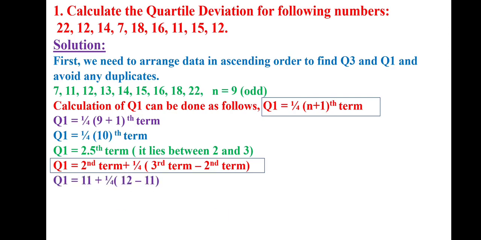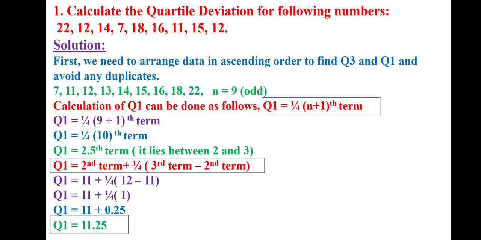So the second term value is 11, plus 1/4 of the third term, 12, minus the second term, 11. Simplify, you will get 11 plus 1/4 of 1. Then you can simplify: 11 plus 0.25. So we'll get 11.25. This is called the Q1 value.